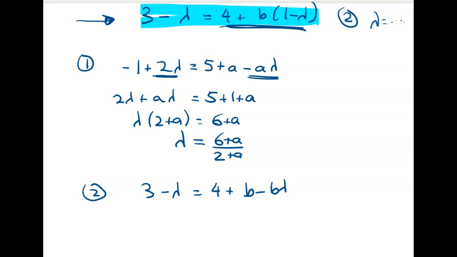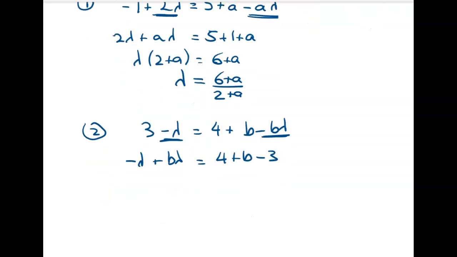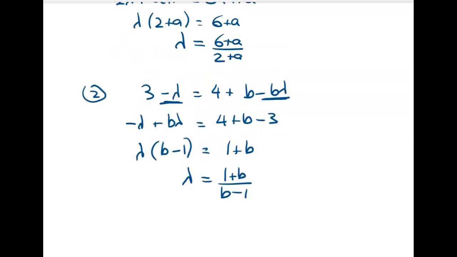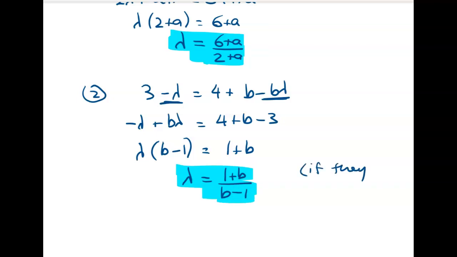Now I'm going to gather up the lambda terms. I get negative lambda plus b lambda on this side, and I get 4 plus b take away 3. That gives me lambda times (b minus 1) is equal to 1 plus b. So now we get lambda is equal to (1 plus b) over (b minus 1). Now what can I do? Well, I'm just about there, because I've got lambda is equal to this and lambda is equal to this, if they intersect.